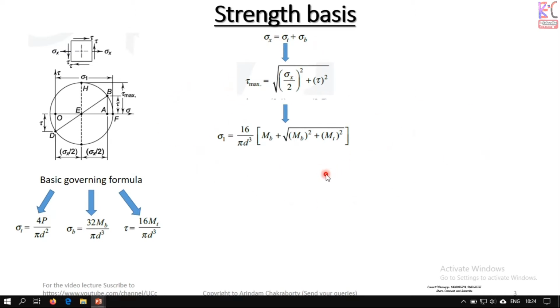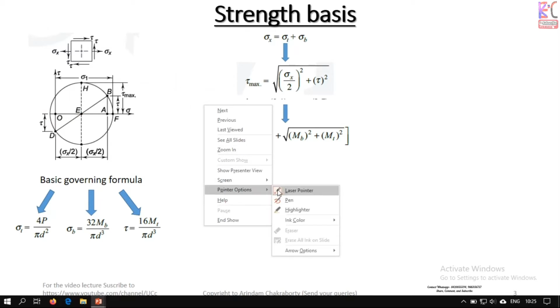How? Now this comes in this way, that sigma 1, as we know how to calculate, from this to this. What happens? There is torque generated because of a shaft. Try to understand what happens when a shaft is rotating.